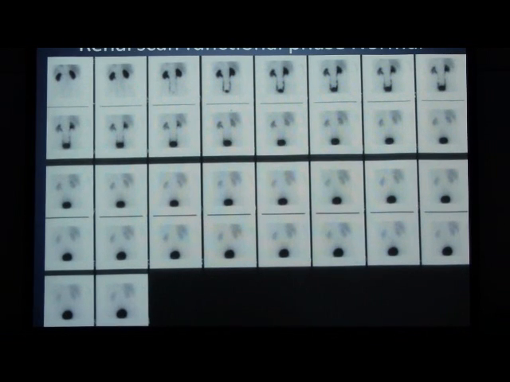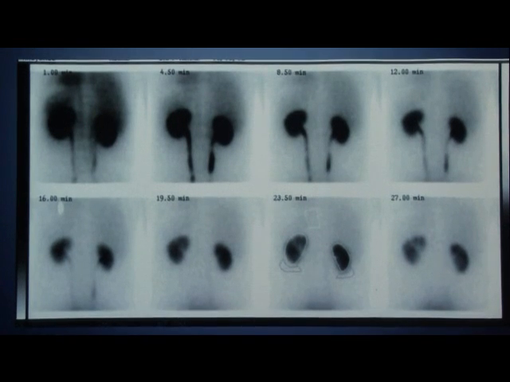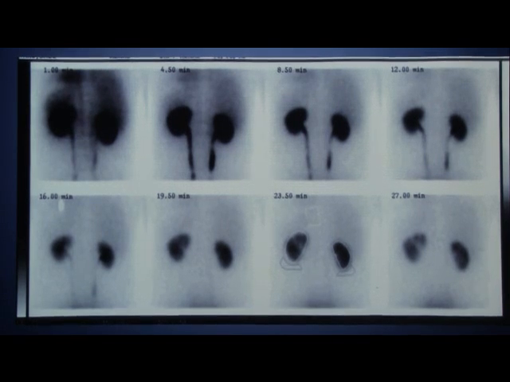This is a normal renal scan of the functional phase. As you can see, the radioisotope goes from the kidneys to the ureters down into the bladder. This is another part of the renal scan showing the immediate phase. This scan is also normal. It showcases the ability of the kidneys to uptake the radioisotope.